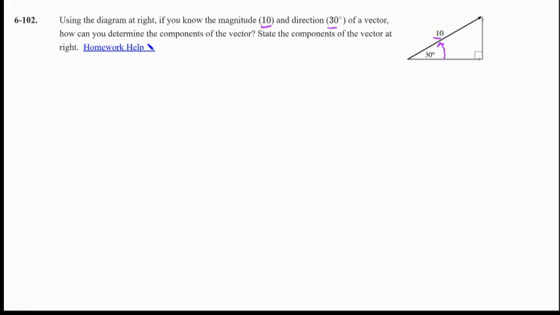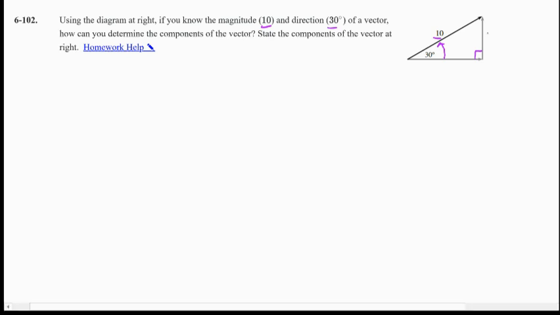So first of all, we know we are going to have a right triangle when we deal with vectors, because the components are always straight horizontal and straight vertical, which when you put those together always gives us this right angle here. So with the right triangle, I don't need law of sines or law of cosines. All I need is SOHCAHTOA.